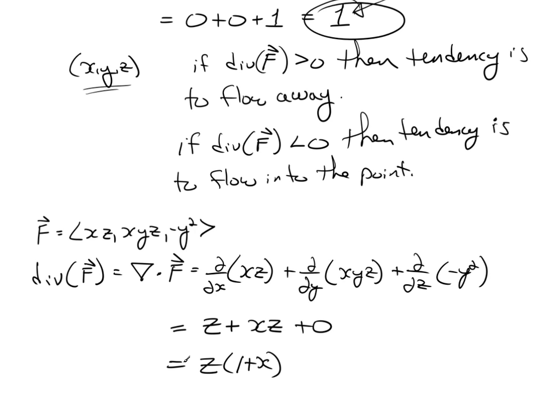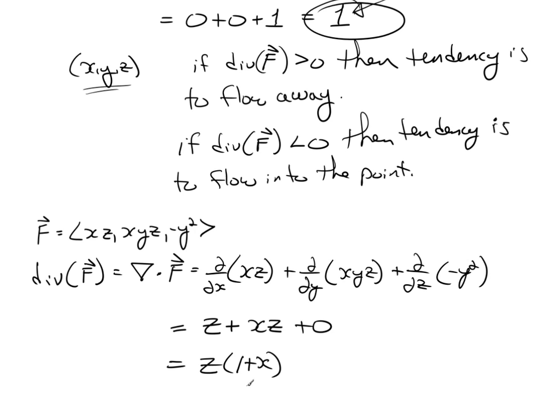So if our domain is only, say, in quadrant 1, or I'm sorry, the first octant in 3 space, so x, y, and z are all positive, then this would indicate that the flow is positive away. If we're talking about all of 3 space, in that case, for x positive and z negative, I'd have a situation where the flow would be inward.